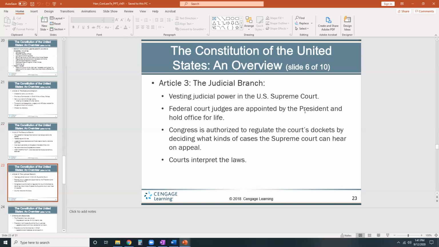president signs them. However, Congress does get to check the judicial branch. For example, Congress gets to vote on whether a federal judge becomes a federal judge in the first place. And Congress can also limit the type of cases that the Supreme Court may hear on appeal. So Congress can restrict which types of cases the Supreme Court decides on.